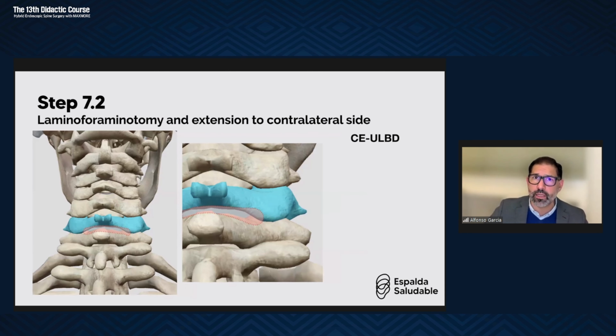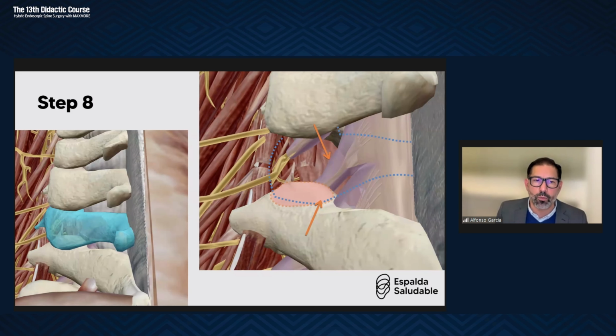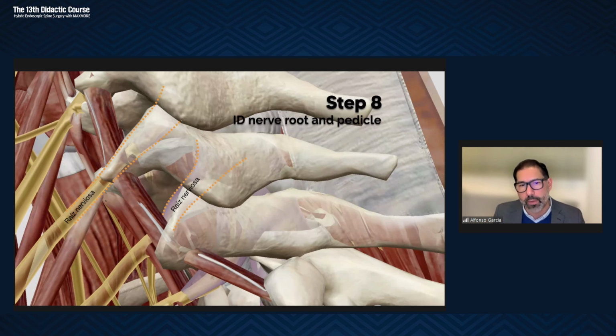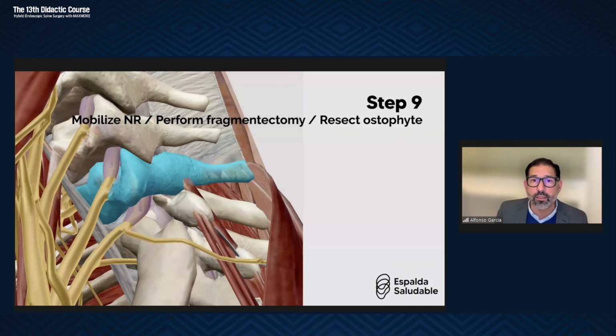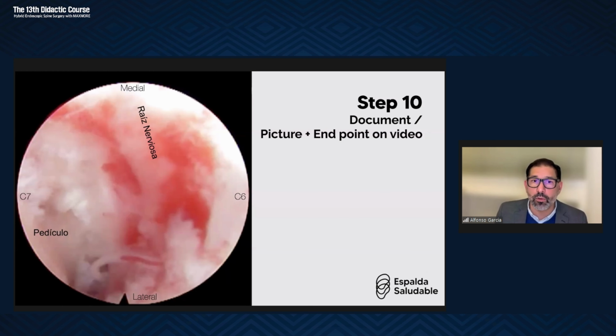And if you're going to extend the approach to the contralateral side, you just follow the inferior edge of the lamina until you go to the contralateral side, and do exactly the same with the inferior lamina. Okay, so once you're there, you identify the nerve root, the pedicle, and you mobilize the nerve root and perform the fragmentectomy or resect the osteophyte. And if you need to extend the approach, just be aware to keep medial to the pedicle in order to avoid the artery, and that will keep it safe.